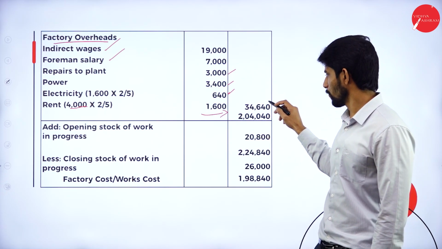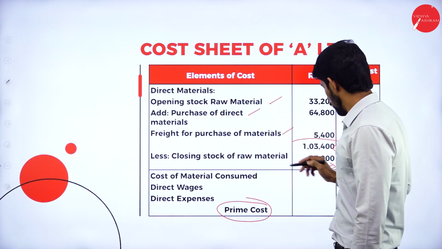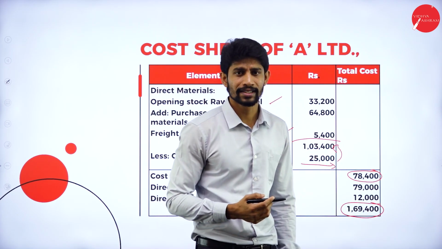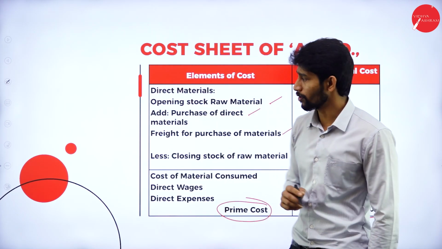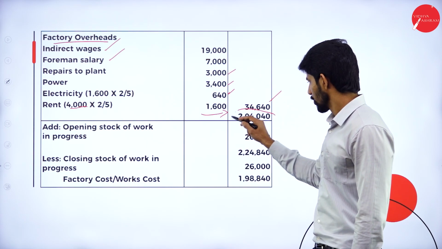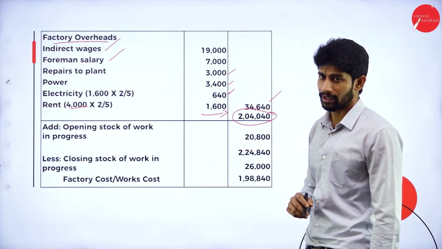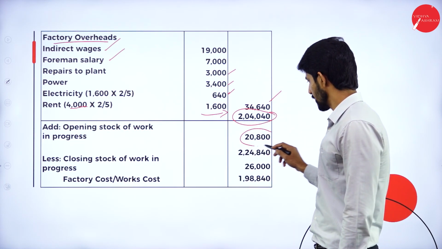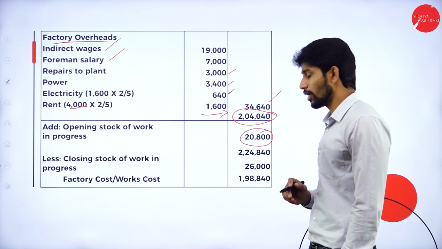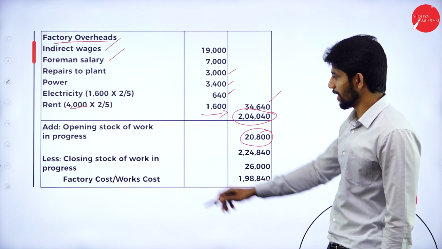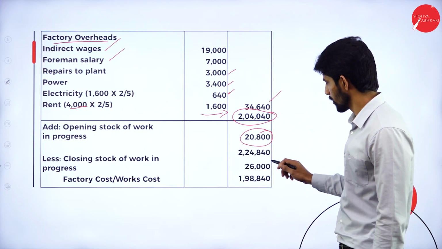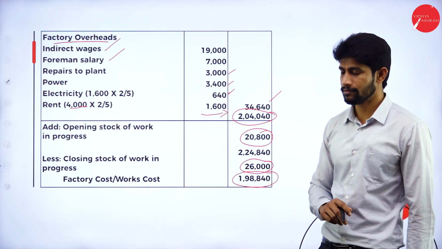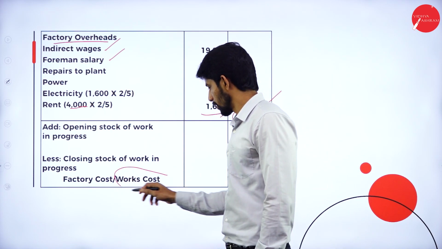So add this 34,640 with 1,69,400 rupees of prime cost. So how much you will get? You will get 2,04,040. So for this, add opening stock of work in progress of 20,800. You will get 2,24,840. Next, less closing stock of work in progress of 26,000. You will get the balance of 1,98,840. This is called work cost.